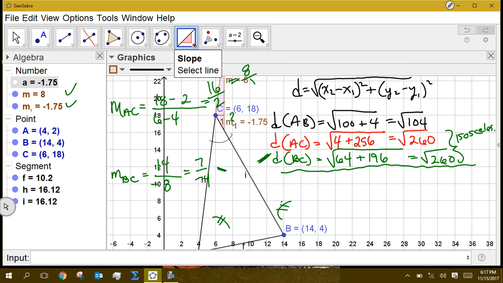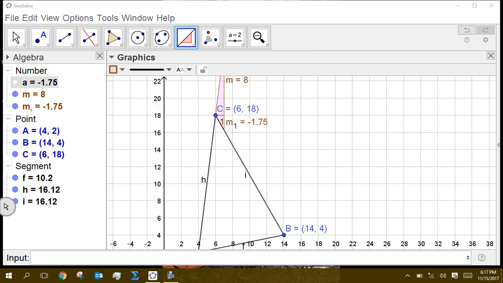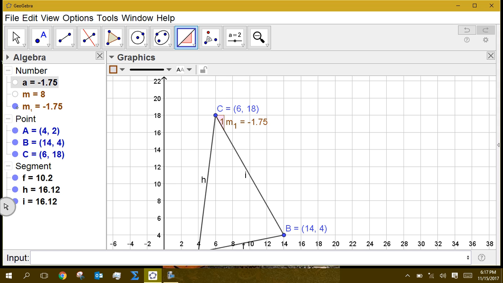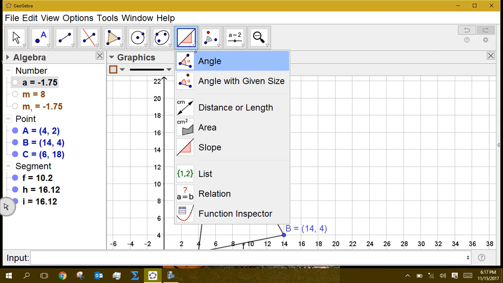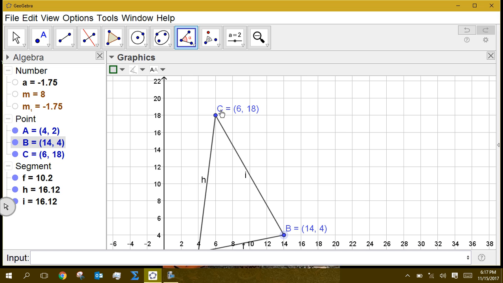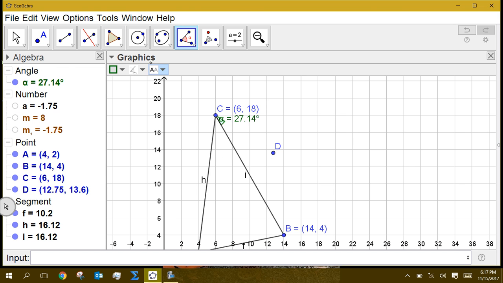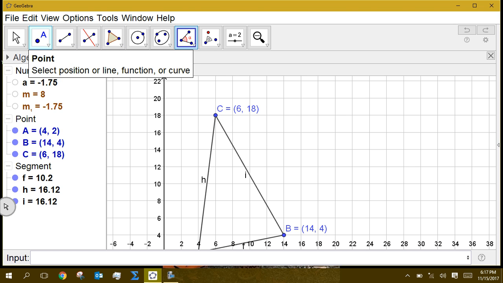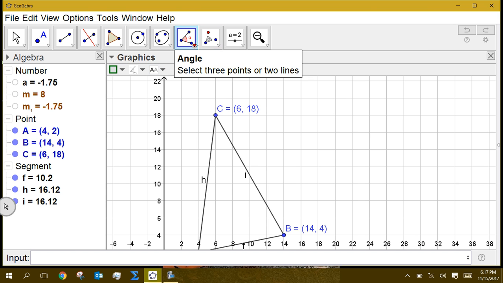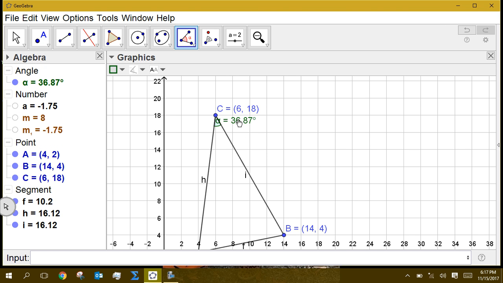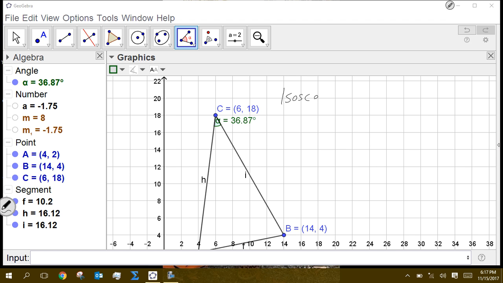And again, we come back here and clean things up a little bit. We could ask it to find that angle measurement. So we want to find the angle measurement between, I guess we have to go A to C to B. So A to C to B, and it gives me that angle measurement there to be 36.87. Obviously, not 90 degrees. So all we can do is name this thing as isosceles.